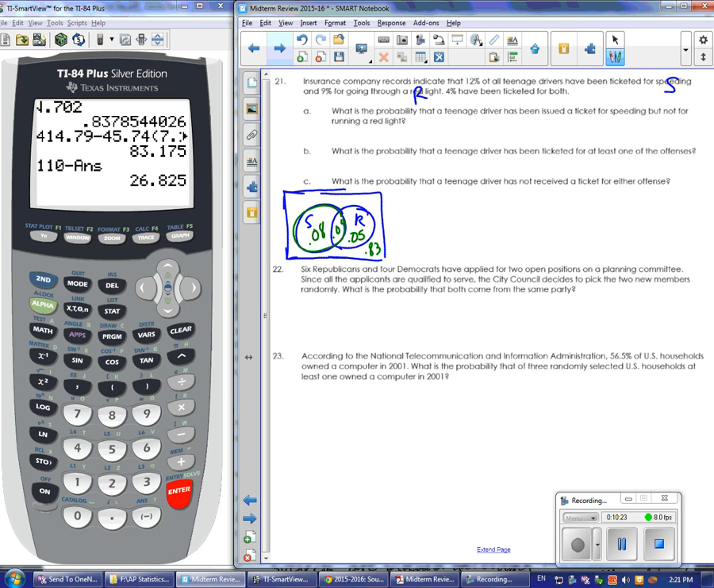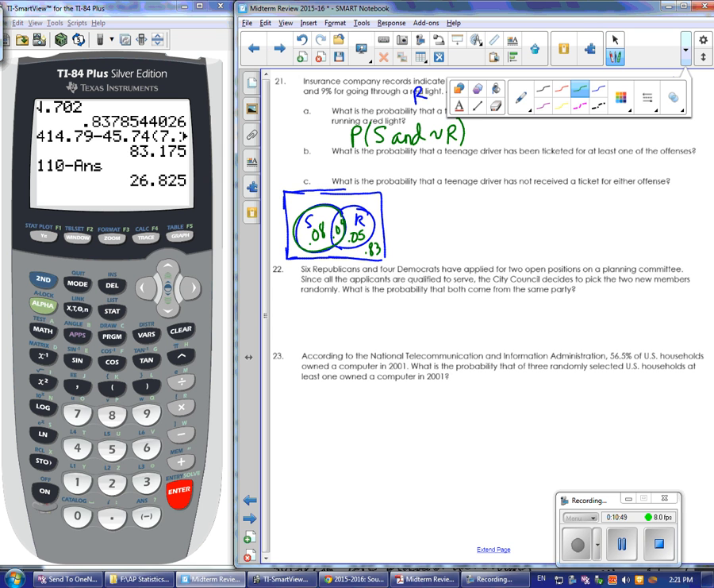So in question A, it says, what is the probability that a teenage driver has been issued a ticket for speeding, but not for running a red light? But is just another way to say and. So we're looking for the probability of speeding and not red. I think it helps in this case to actually think about what it means to be an intersection. So I'm actually going to look at this.